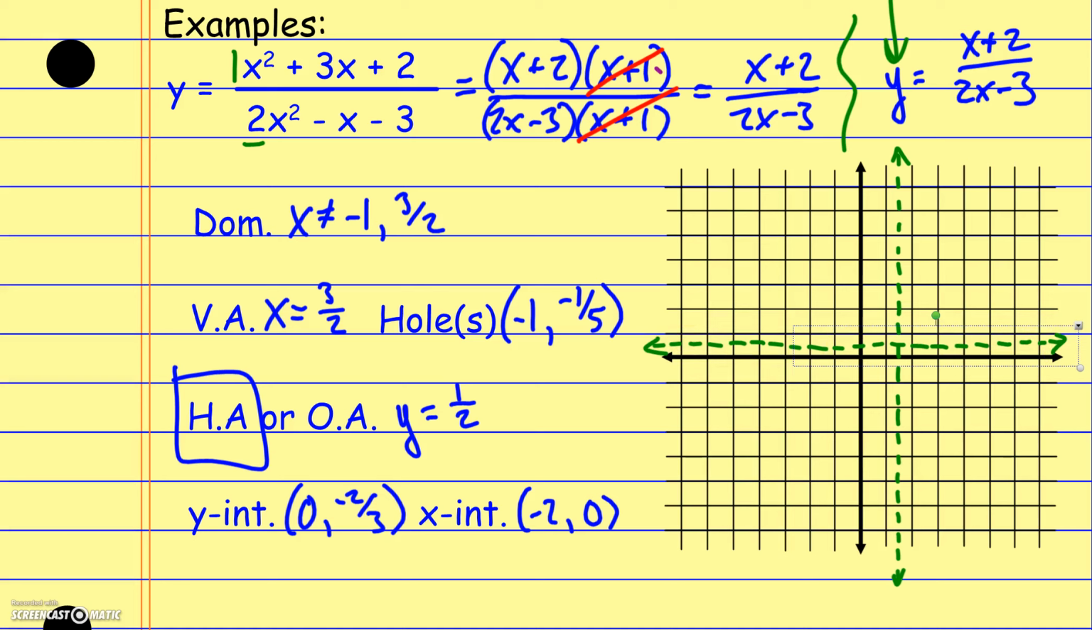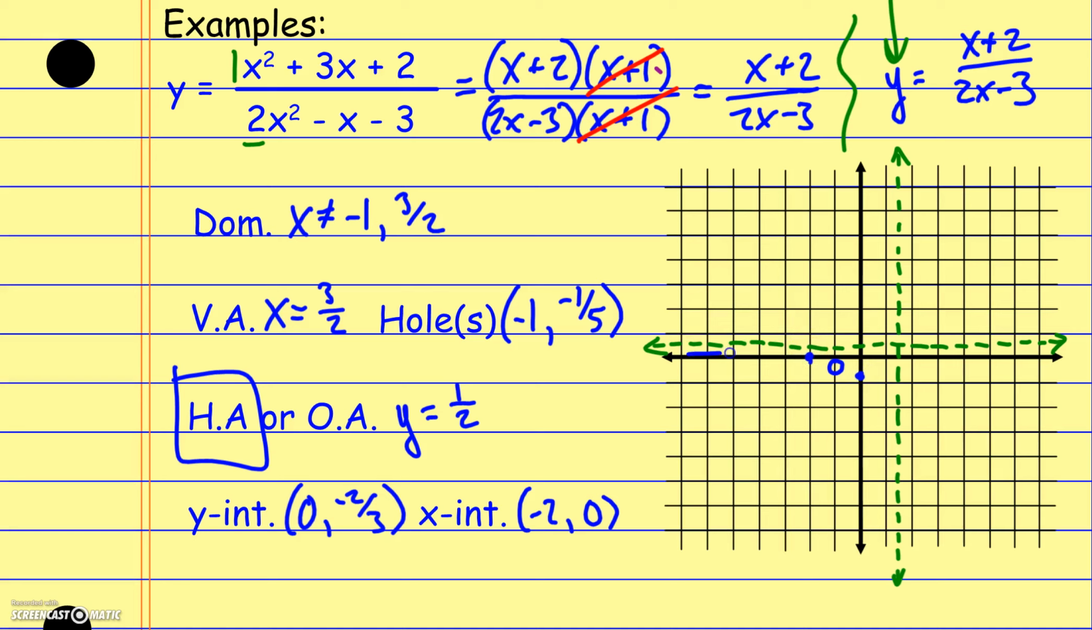Okay. And now from here, I just start plotting the points. The first point that I have is my hole in the graph. So right here, the hole in the graph is at -1, -1/5. So -1, -1/5 is down here somewhere, so I put an open dot. I've got a y-intercept of -2/3, which is right around here. I've got an x-intercept of -2, which is right here. And that's enough information to graph this thing.